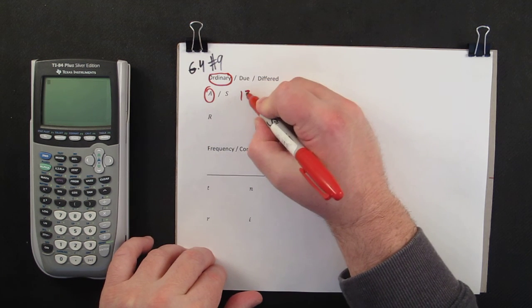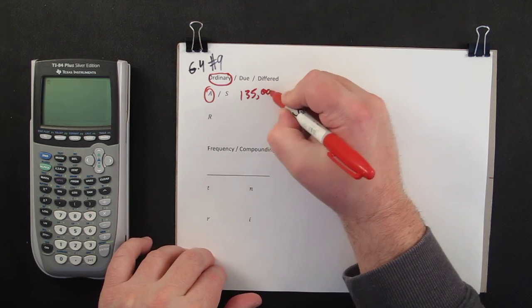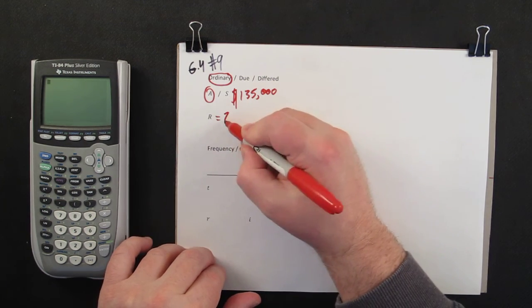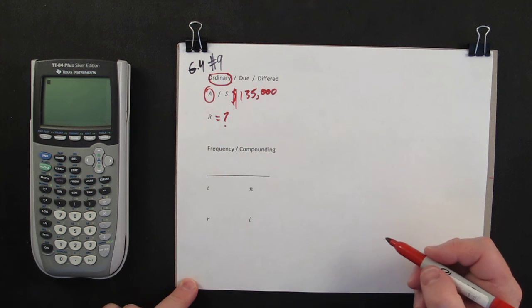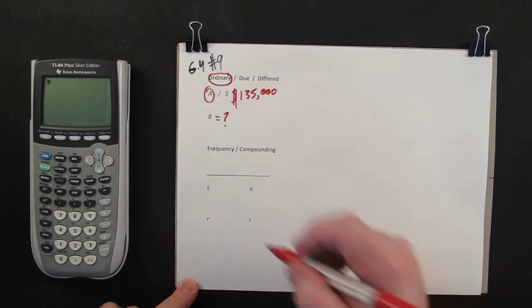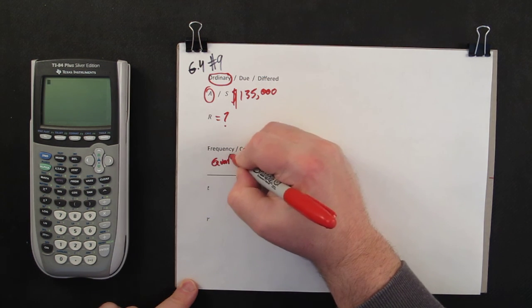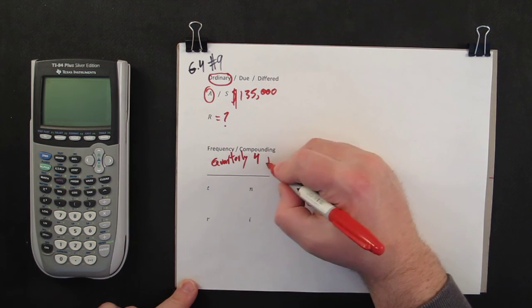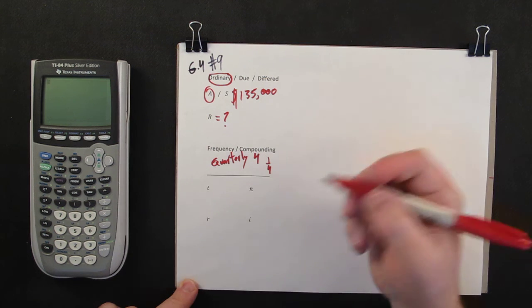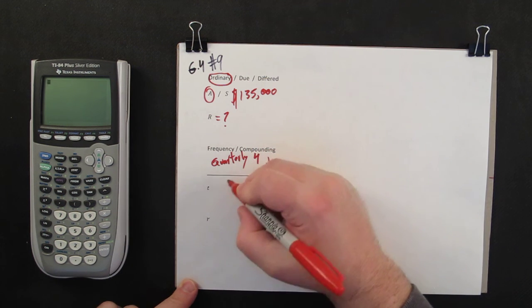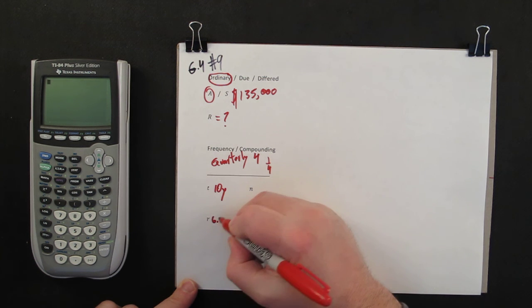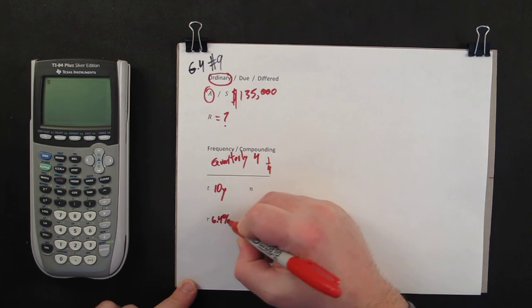We're given the present value of $135,000 as the initial deposit lump sum. Trying to find what the payments are. Talking about quarterly, so that's compounding of 4, 1/4, right, for the interest rate. We have 10 years and an annual interest rate of 6.4%.